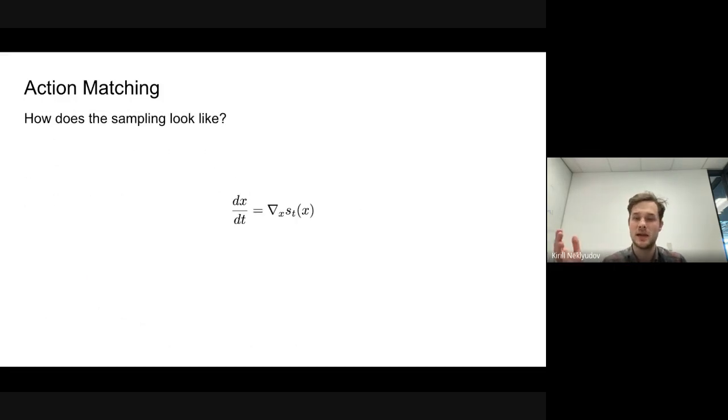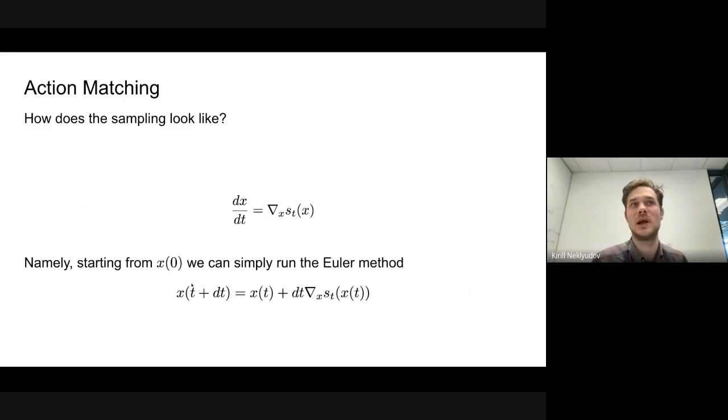Yeah, and then to apply this, we just have to follow these vector fields. We just solve an ODE. Namely, we start with x at time 0, and we can run the Euler method or any other method for ODEs. Here we do the forward pass, we do the backward pass, we get our vector for this exact sample, and we update the sample, and that's it.